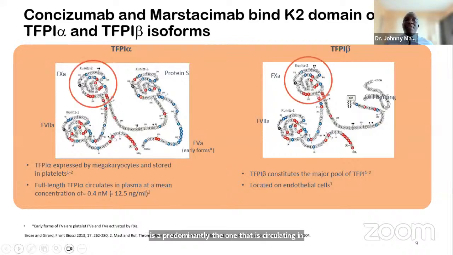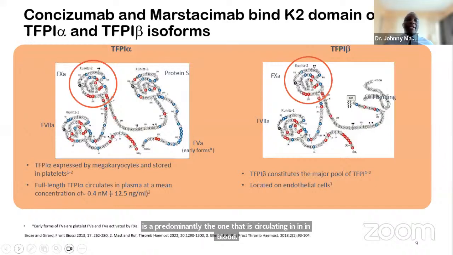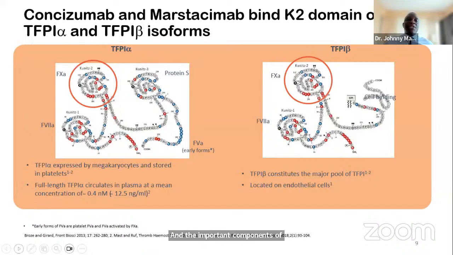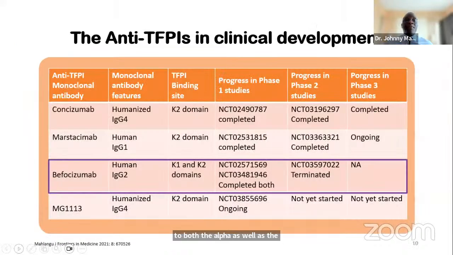The important components of the tissue factor pathway inhibitor are the binding sites, or the so-called Kunitz sites. And Kunitz 2 is where, in fact, concizumab and mestacimab are binding. And it so happens that these two molecules bind to both the alpha as well as the beta isoforms of tissue factor pathway inhibitor.